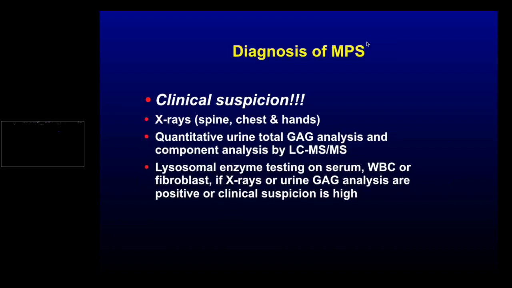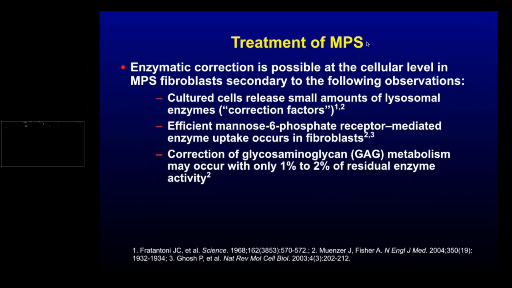If you think about MPS or have suspicion based on X-ray or urine GAGs, then really the gold standard is to do enzyme testing, either on serum, white blood cells, or fibroblasts. So what's the treatment in terms of the MPS? Enzymatic correction is possible at the cellular level in the MPS fibroblast secondary to the following observations.